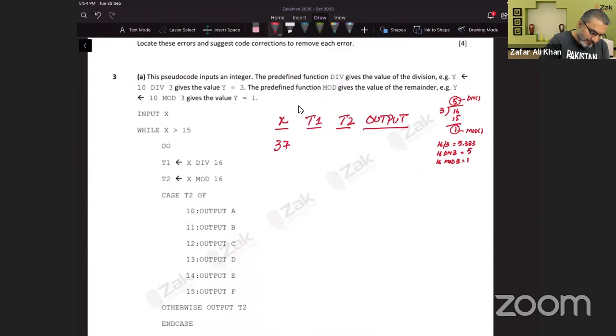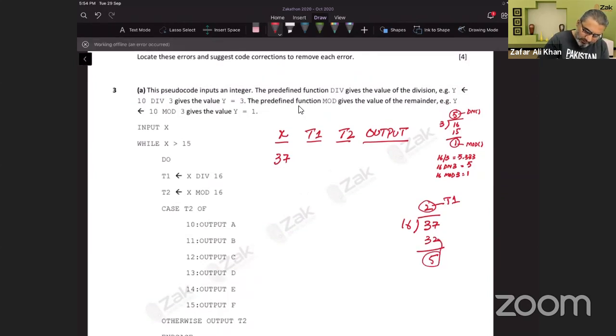While x is greater than 15, yes, it is greater than 15. T1 is equal to x divided by 16. 5 remainder. So T1 becomes, this is div. T1 is div. This is T1 and this is mod. This is T2. So T1 is 2, T2 is 5.